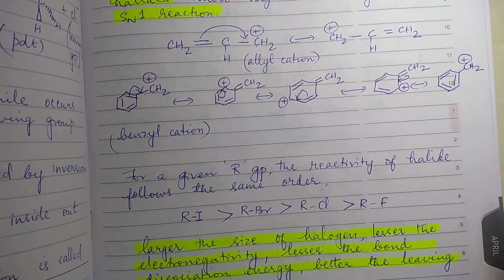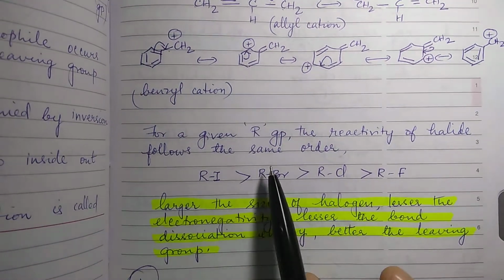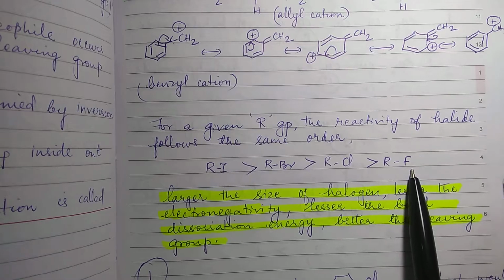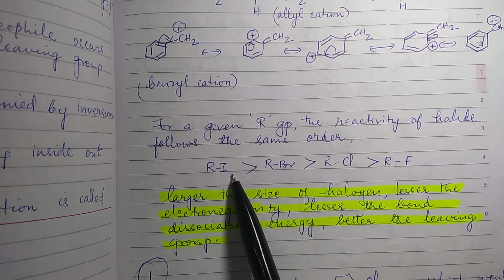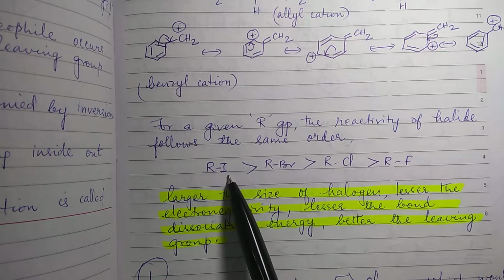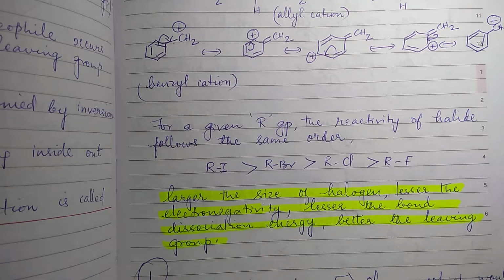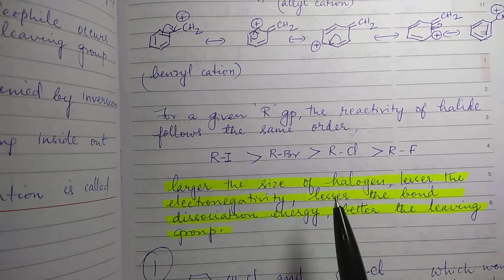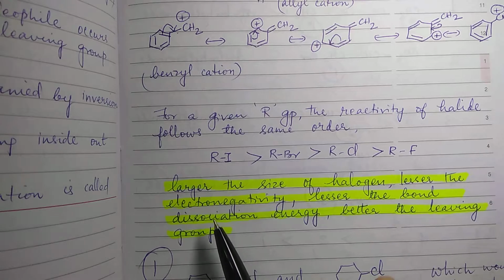For a given R group, the reactivity of halide follows this order. What is the order? RI greater than RBr greater than RCl greater than RF. Why? Because the size of I is big and it is less electronegative. And because the size of I is bigger, the bond length is larger, so bond dissociation energy is smaller. Larger the size of halogen, lesser the electronegativity of halogen, lesser the bond dissociation energy, better the leaving group. So these are key words. You need to understand all this clearly.